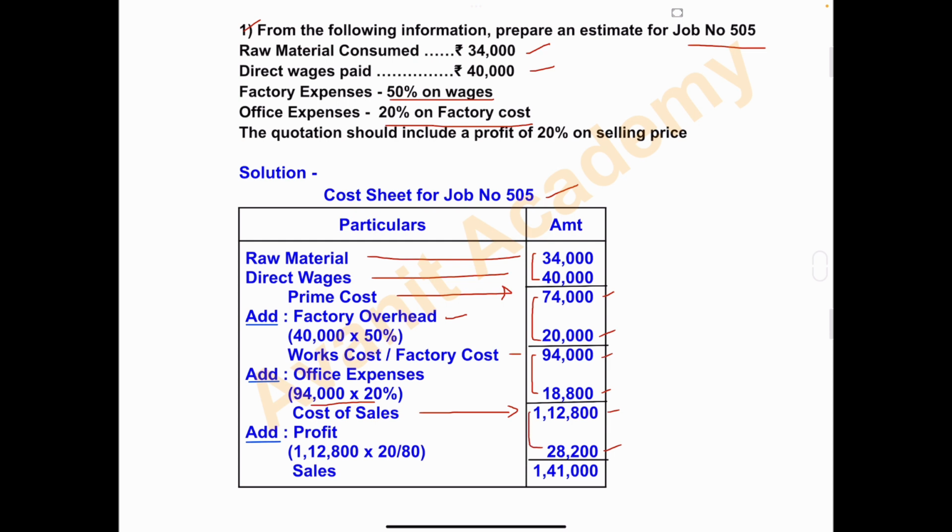Add these two figures. 1,12,800 plus 28,200. You will get 1,41,000. This is the sales or the selling price. Okay, a simple 5 marks problem on job costing. For all of you, this first problem.